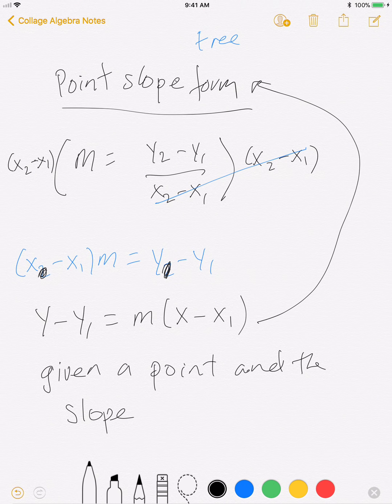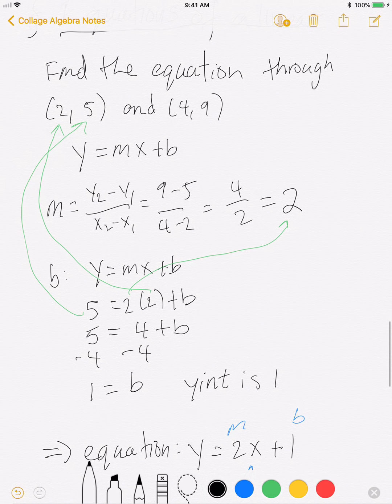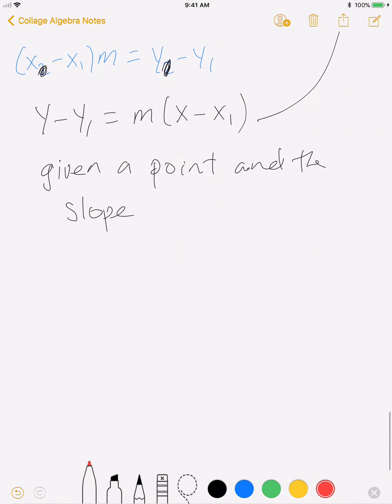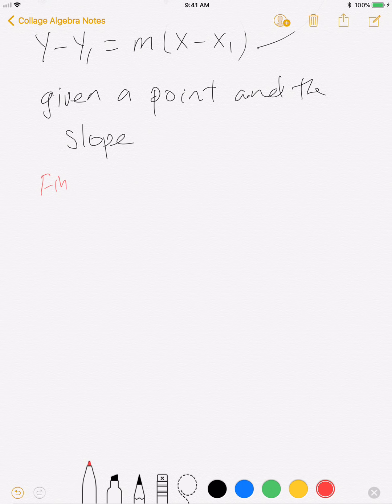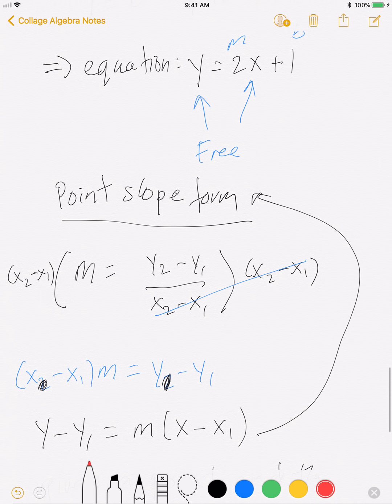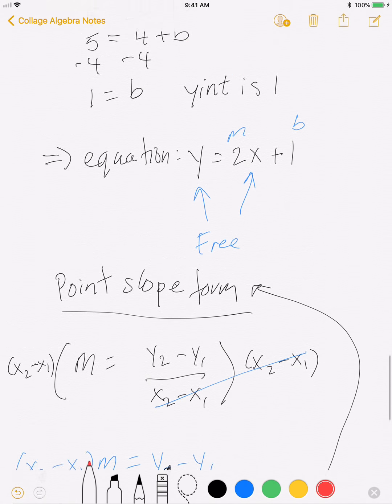In the previous question right here, once I have calculated the slope, I have a point. I could use the point slope form of the line to finish the problem. So the problem would say, find the equation, and then they'll tell me that the slope is 2 and the point, I forget what the point was. The point was 2, 5.